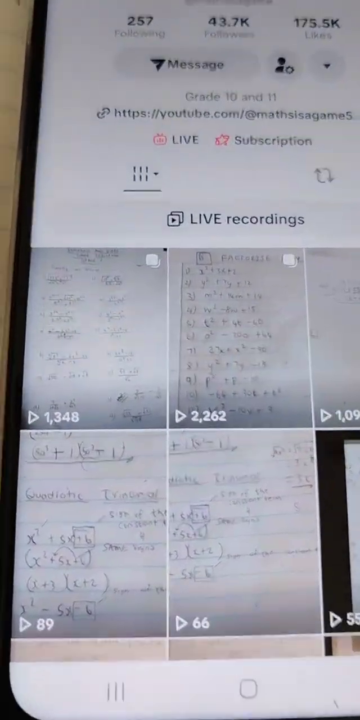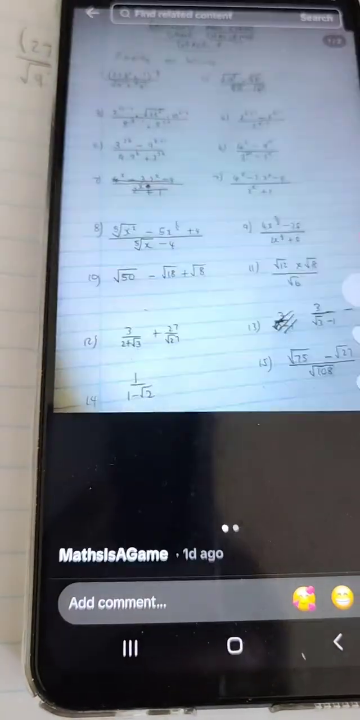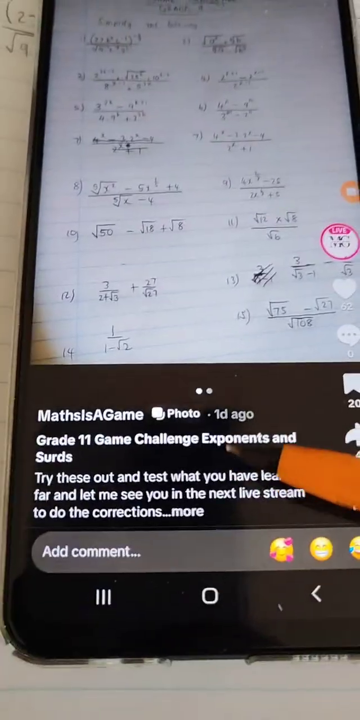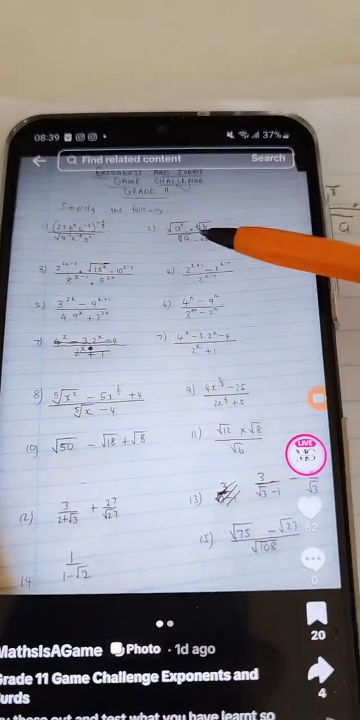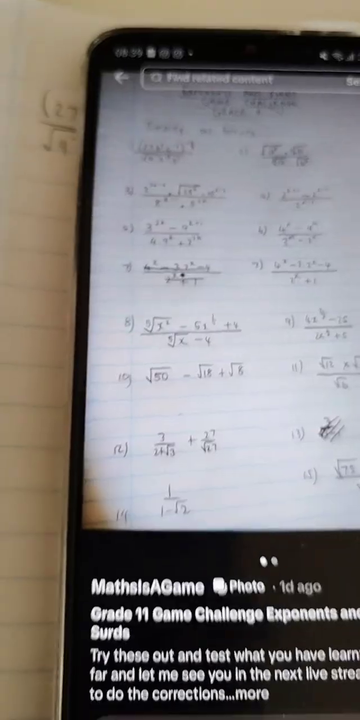Okay. And this is basically, like I said, these are problems that I had posted. Guys, I posted the problems here. Here they are. I posted these problems 1 day ago. All right, so here are the problems that I'm currently going to be doing.